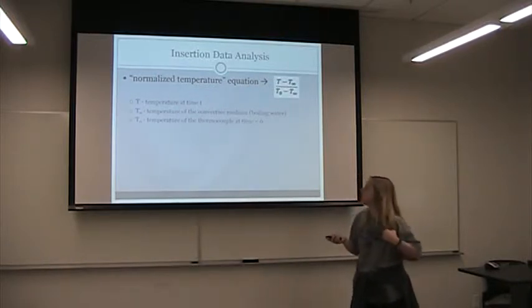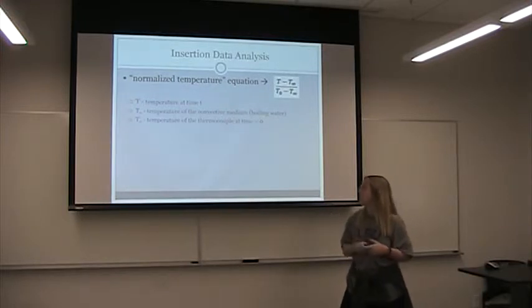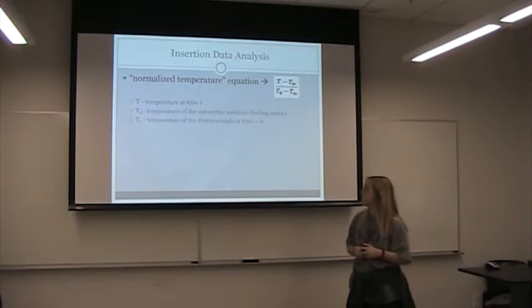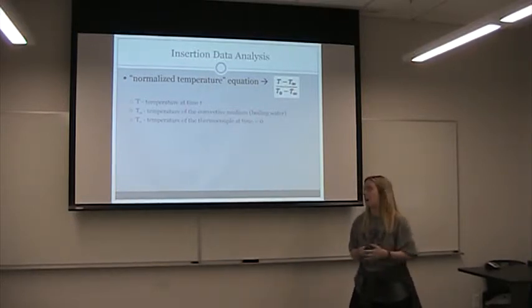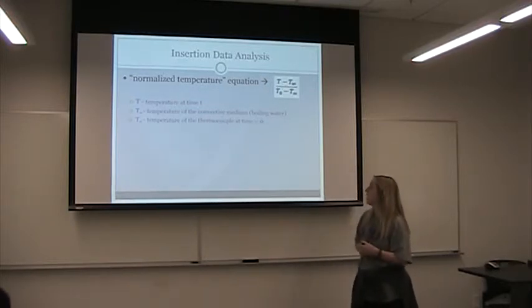For the insertion, we use this normalized temperature equation, with T being just the temperature at time t, and then T infinity is going to be the temperature of your convective medium, which in our case is boiling water, and our T naught is the initial temperature of the thermocouple, and we'll use that equation to find that normalized temperature.